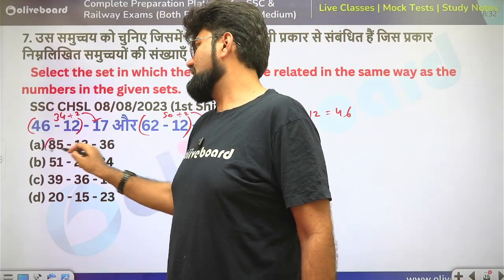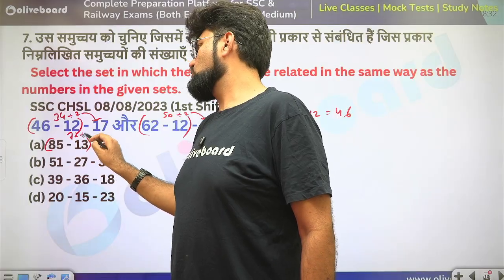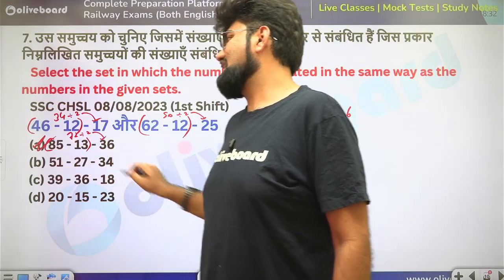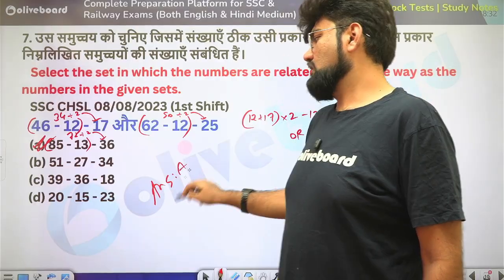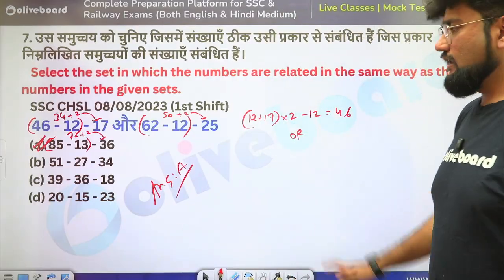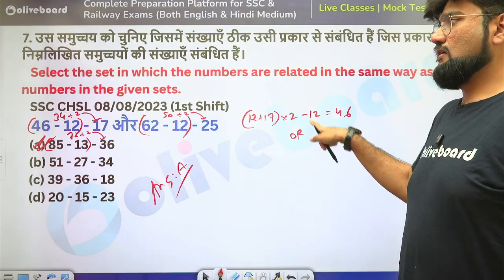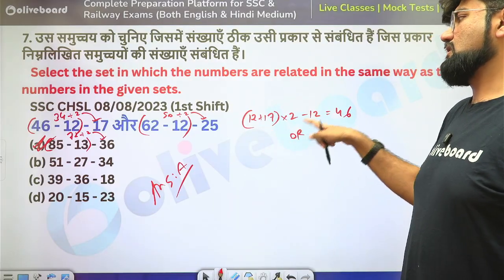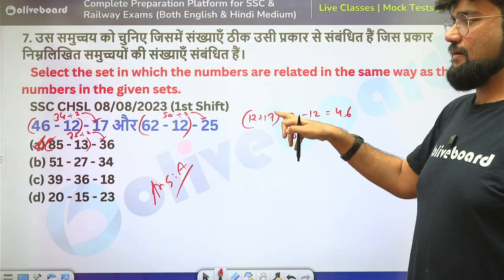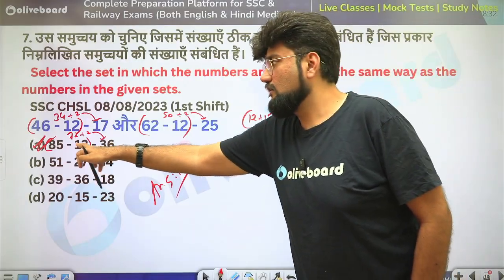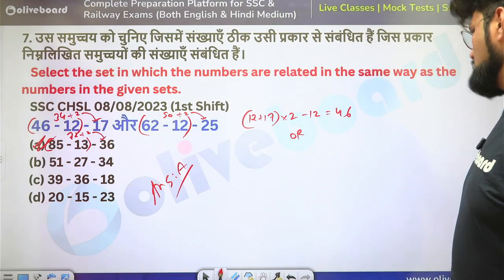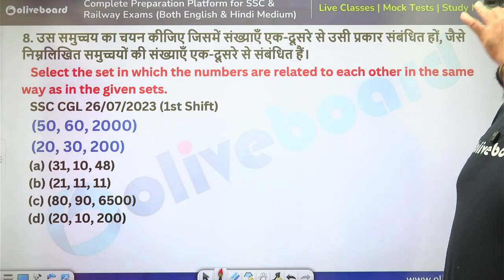Similarly, 85 minus 13 is 72. 72 divided by 2 is 36. Option A is the correct answer, the very first option. Okay. It also follows the same logic here: 13 plus 36 multiplied by 2, that is 49 multiplied by 2, 98, minus 13 is 85. Okay. Next.